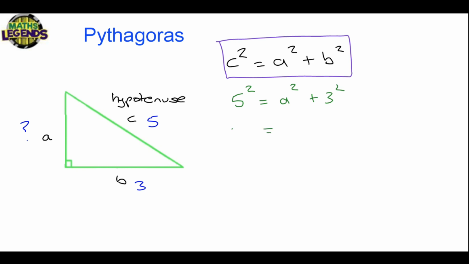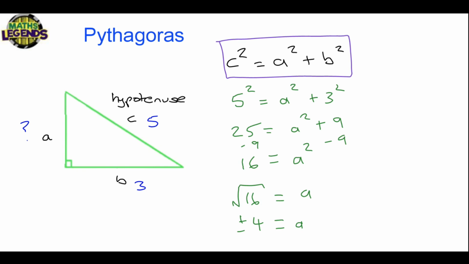We simplify, so we have 25 equal to a squared plus 9, which then we simplify, we take away 9 on both sides, we're left with 16 equal to a squared. Now to get rid of the squared, we square root both sides, so we're left with a equals square root 16. So a is plus or minus 4. But as said in the previous example, a length cannot be negative, so the answer here is 4.